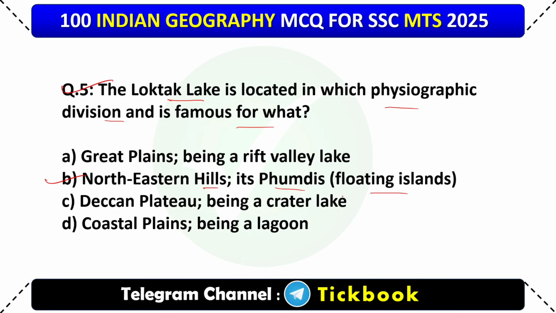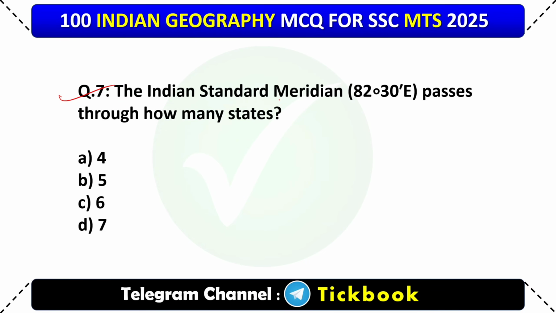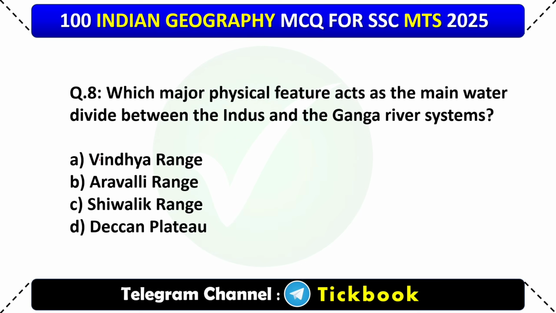It's Phumdis, the floating islands. Question number 6, the Main Central Thrust, MCT, separates which two major divisions of the Himalayas? Option number B, Lesser Himalayas from Great Himalayas. 7, the Indian Standard Meridian, 82 degree 30 minutes east, passes through how many states? Option number B, 5.